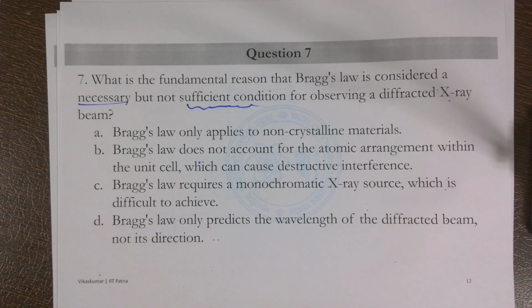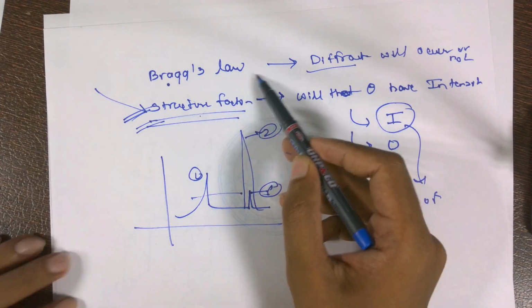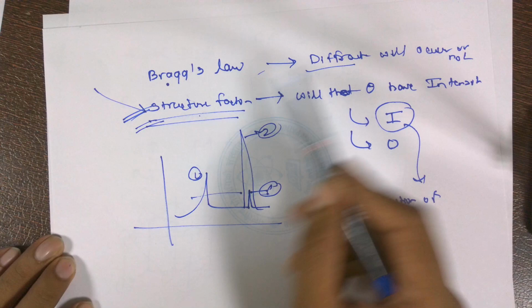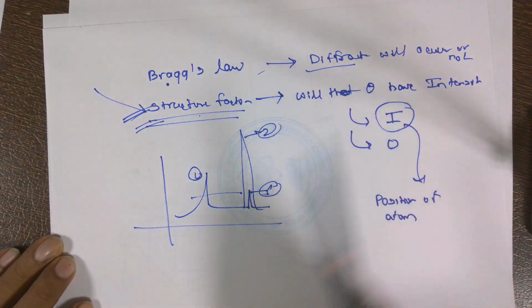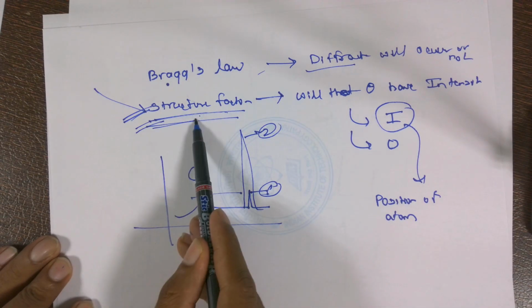It's necessary. The Bragg's condition should be satisfied. That is necessary. But whether, after satisfying the Bragg's condition, that particular peak will have certain intensity or not, or how much it will have, that will be defined by the structure factor.